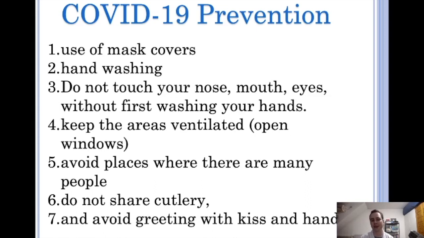And the last thing is to avoid greeting with kisses or shaking hands, okay? Try to have the least possible contact with people, okay? You can just say hi, but you don't have to hug them and kiss them and shake their hands. It's fine.